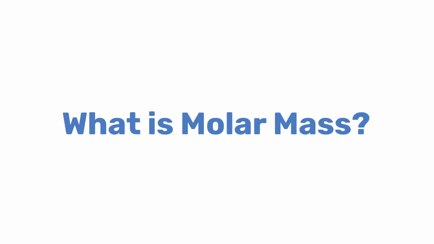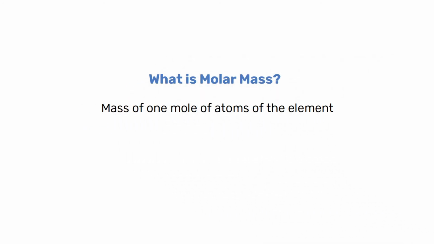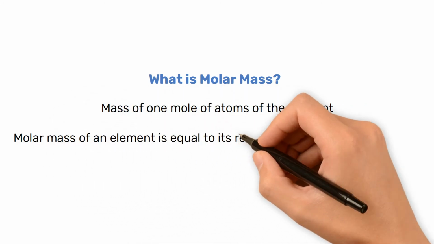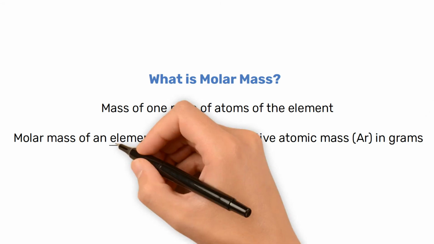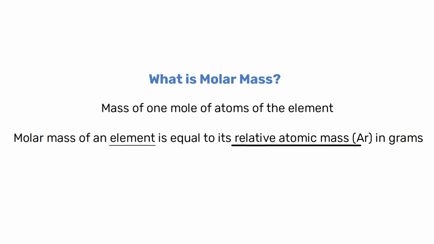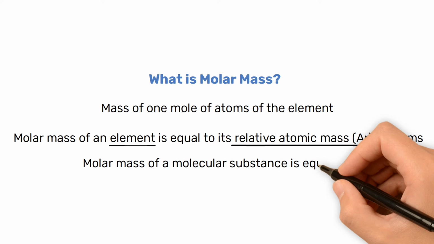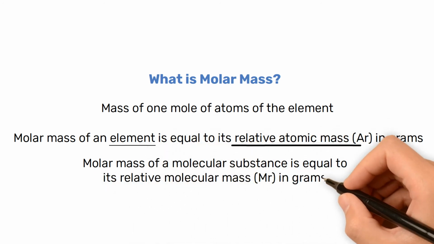So what is molar mass? It is the mass of 1 mole of atoms of that element. So the molar mass of an element is equal to its relative atomic mass, AR, in grams. The molar mass of molecular substances is equal to its relative molecular mass, MR, in grams.